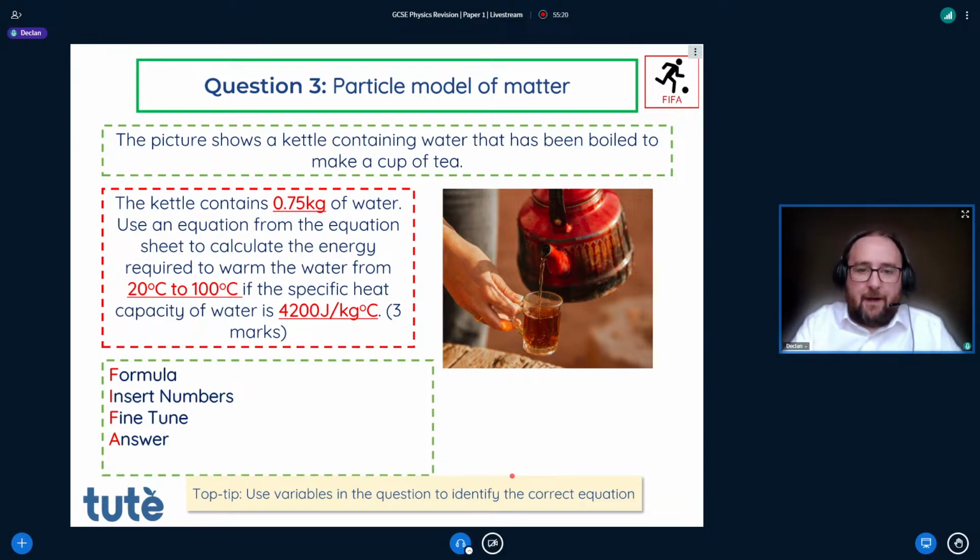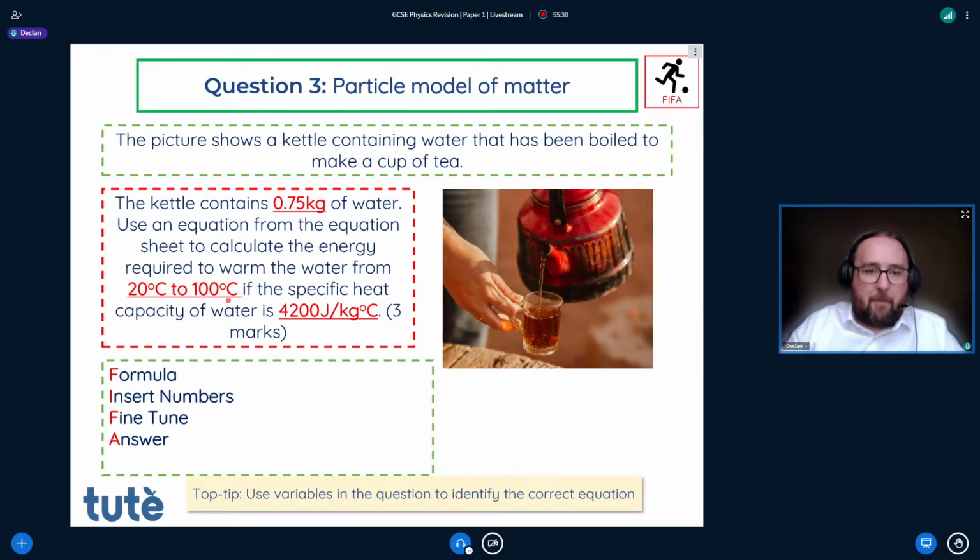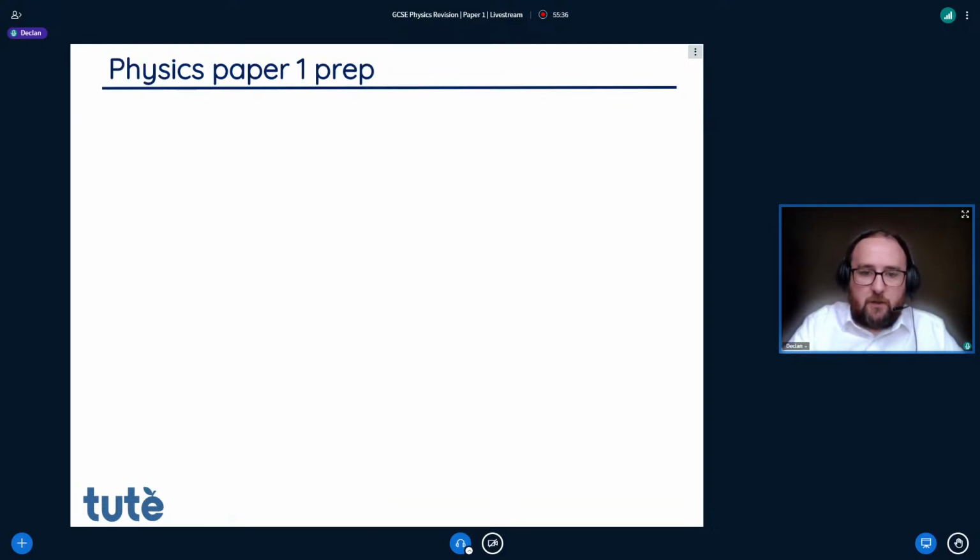So first off, we're going to find our formula. We've written formula, we need to go find it. So looking at our best friend again, having a flick through, looking for that change in thermal energy. Remember, we've got our mass, we've got a change in temperature, we've got a specific heat capacity, and we're after change in energy. So having a quick look.